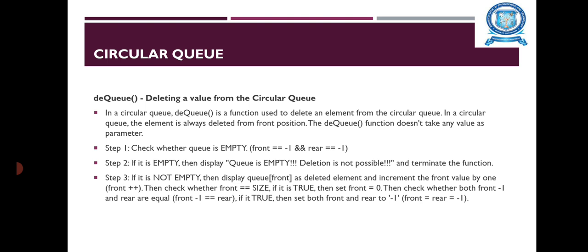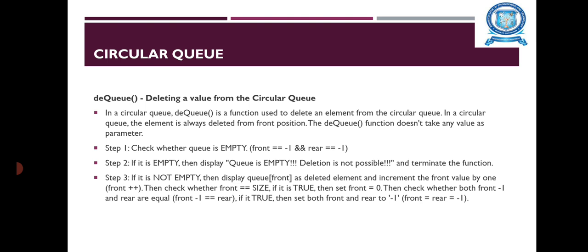Then next, dequeue operation, deleting a value from the circular queue. In a circular queue, dequeue is a function. It is used to delete an element from the circular queue. In a circular queue, the element is always deleted from the front position. The dequeue function does not take any value as a parameter.